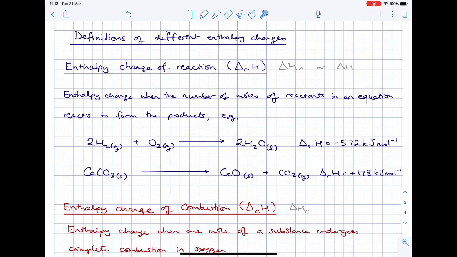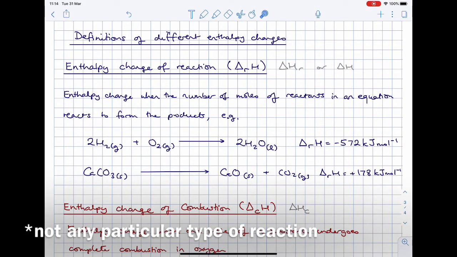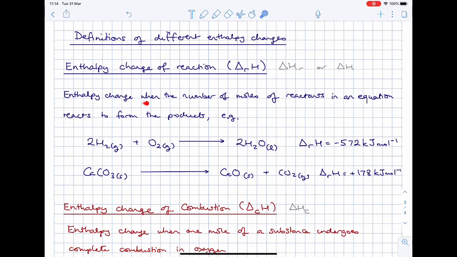So the first one we're going to look at is simply the enthalpy change for a reaction. This can be any reaction, and we can write a symbol for the enthalpy change of reaction as this, delta RH. So delta means change, R is the reaction, H is the enthalpy. Some books will write it as this. In fact, most books will write it as this, and sometimes simply as delta H, because this is for any reaction. This is not any particular reaction. So the definition of enthalpy change of reaction is the enthalpy change when a number of moles of reactants in an equation reacts to form the products. So the enthalpy change for a reaction refers to an equation. So this equation here has this enthalpy change.